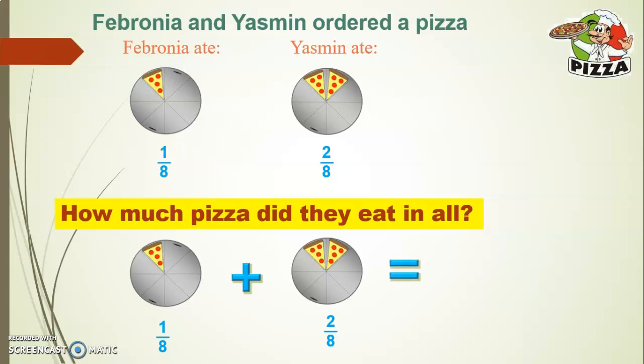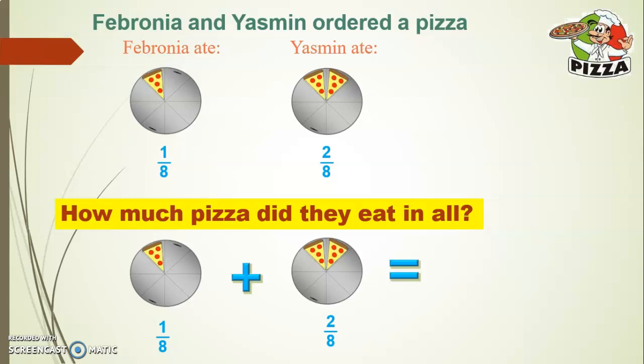My numerator tells me how many pieces to count. My denominator tells me how many pieces are there in one whole. So Febronia ate 1 piece and Yasmin ate 2 pieces. It must be 3 pieces. That means I should add my numerators together, 1 and 2. And remember that 8 is the denominator. It tells me how many pieces in a whole pizza.